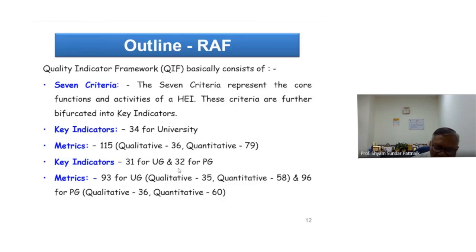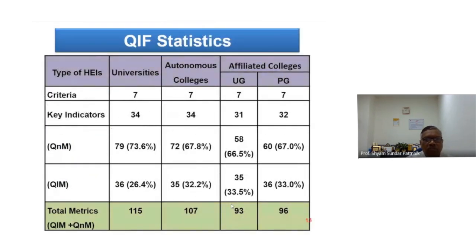If it is a PG program, then you will have 32 key indicators. So matrices for UG is 93 because key indicators are reduced. Qualitative is 35, quantitative is 58. Similarly for PG, it is 96, qualitative is 36 and quantitative is 60. And we'll see what is this qualitative, quantitative as the time progresses. So this is a summary sheet of the one table which will give you the overall idea.